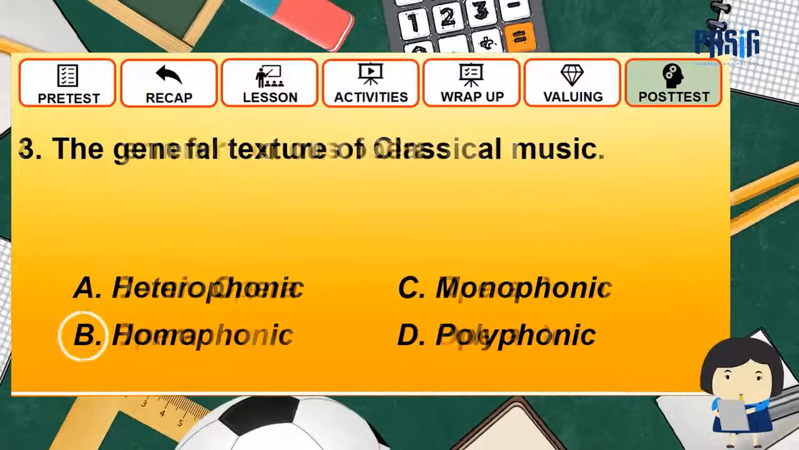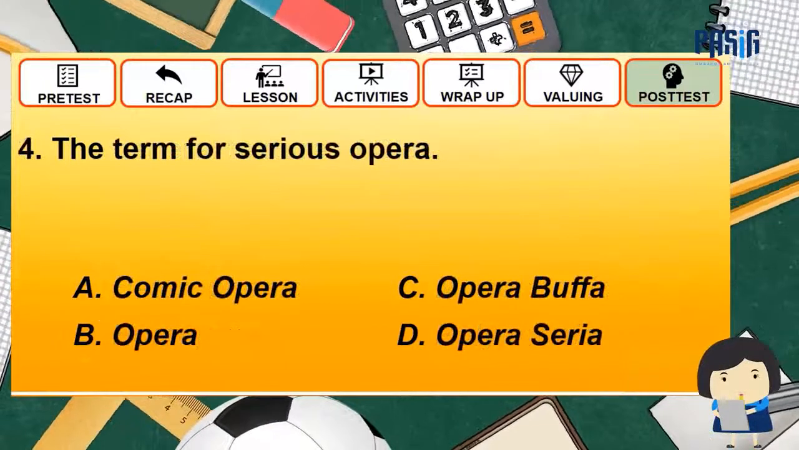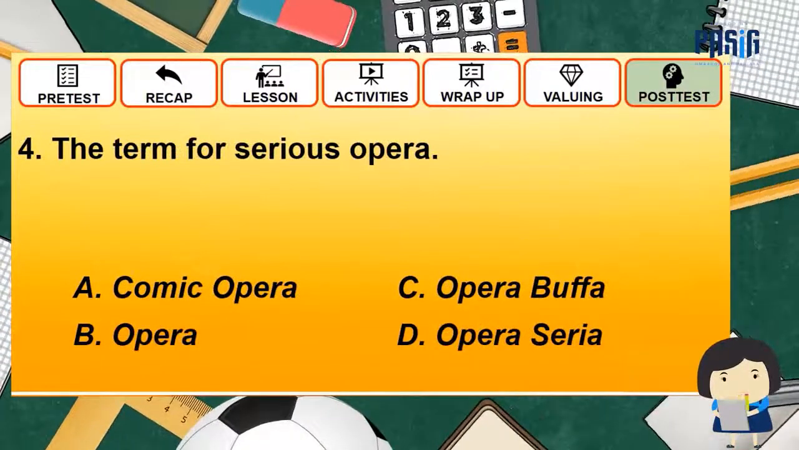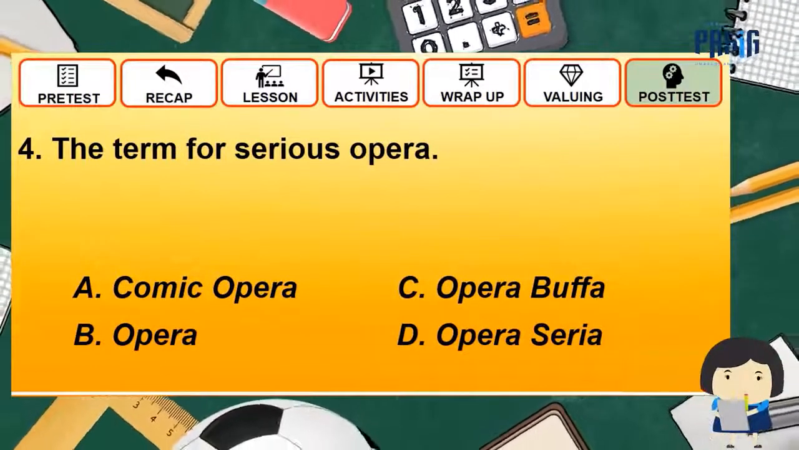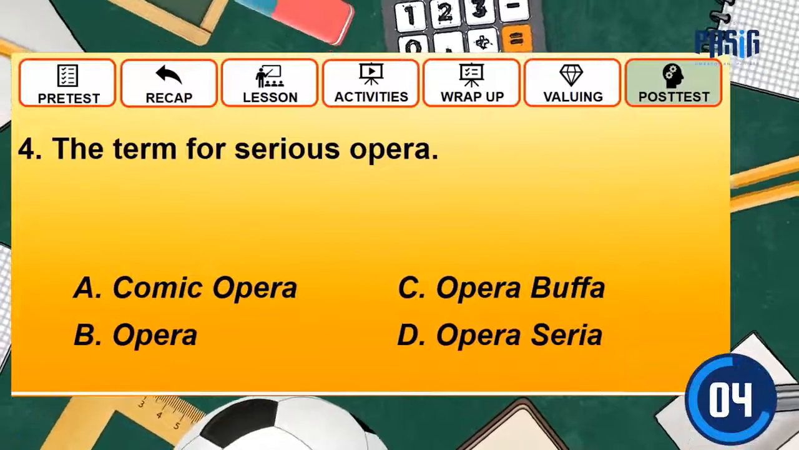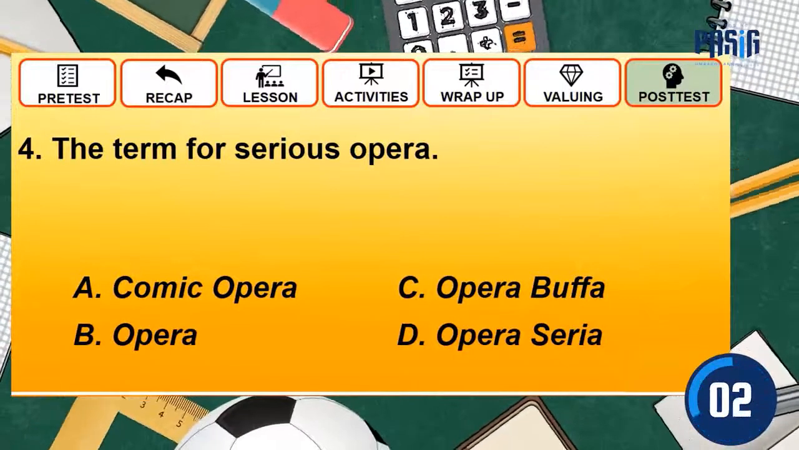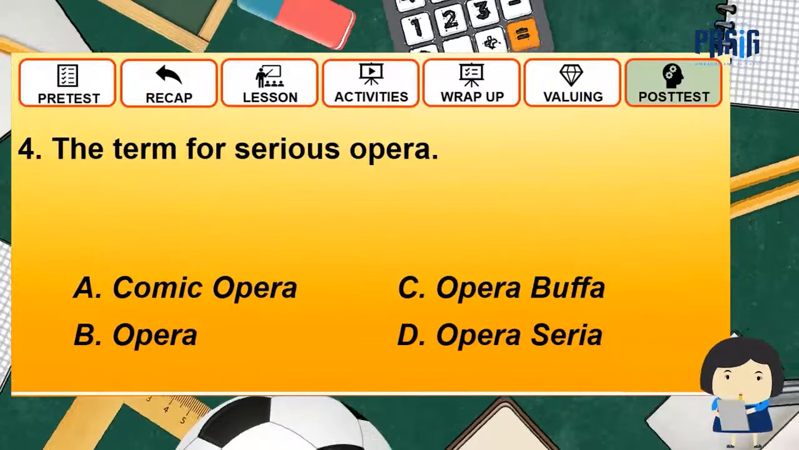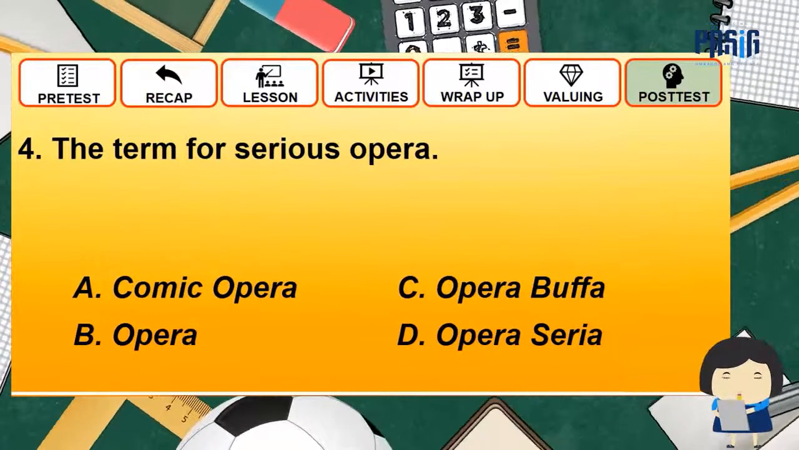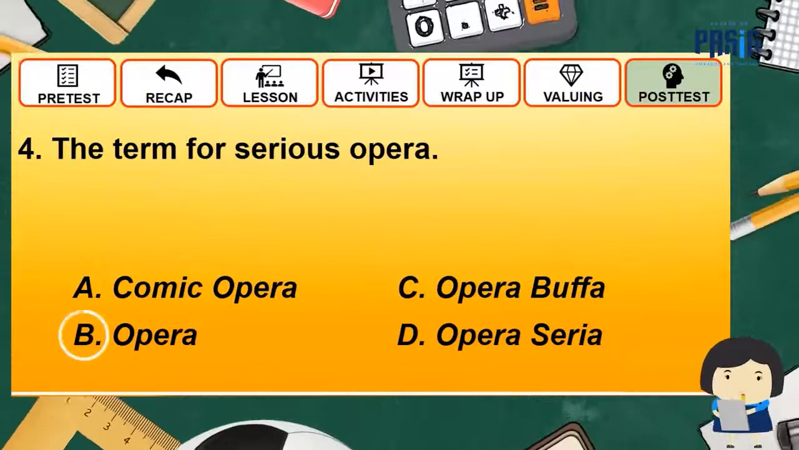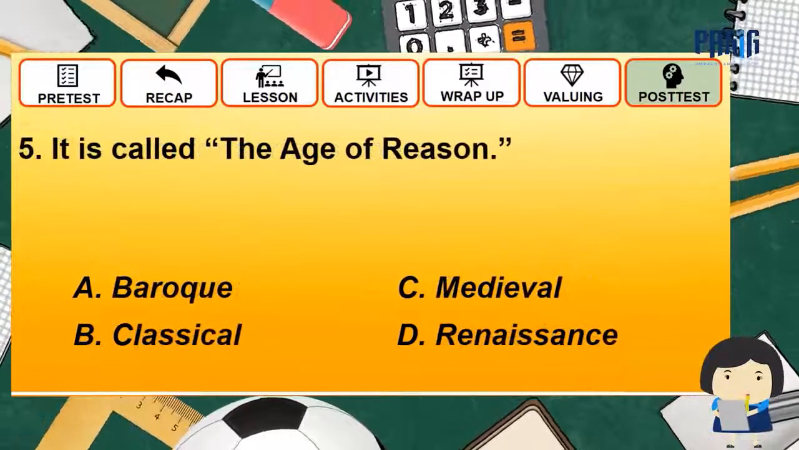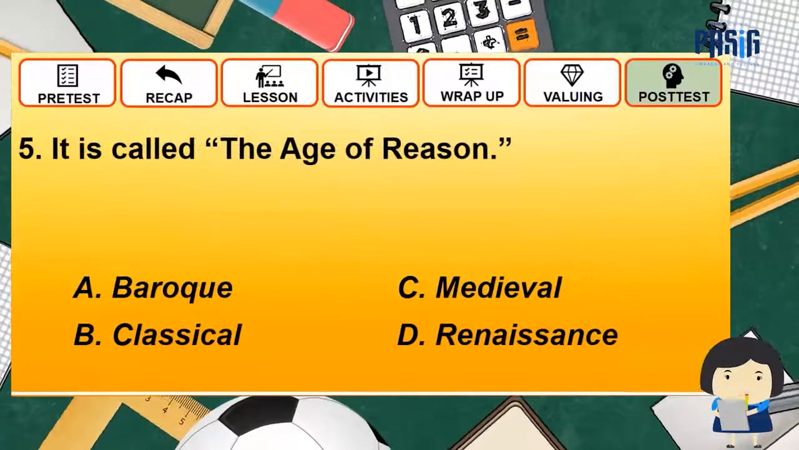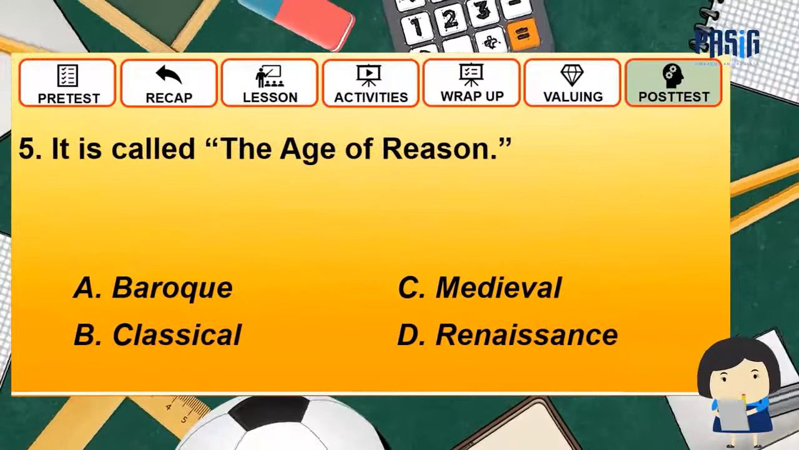Number 4. The term for serious opera. A. Comic opera. B. Opera. C. Opera buffa. D. Opera seria. Number 5. It is called the Age of Reason. A. Baroque. B. Classical. C. Medieval. D. Renaissance.